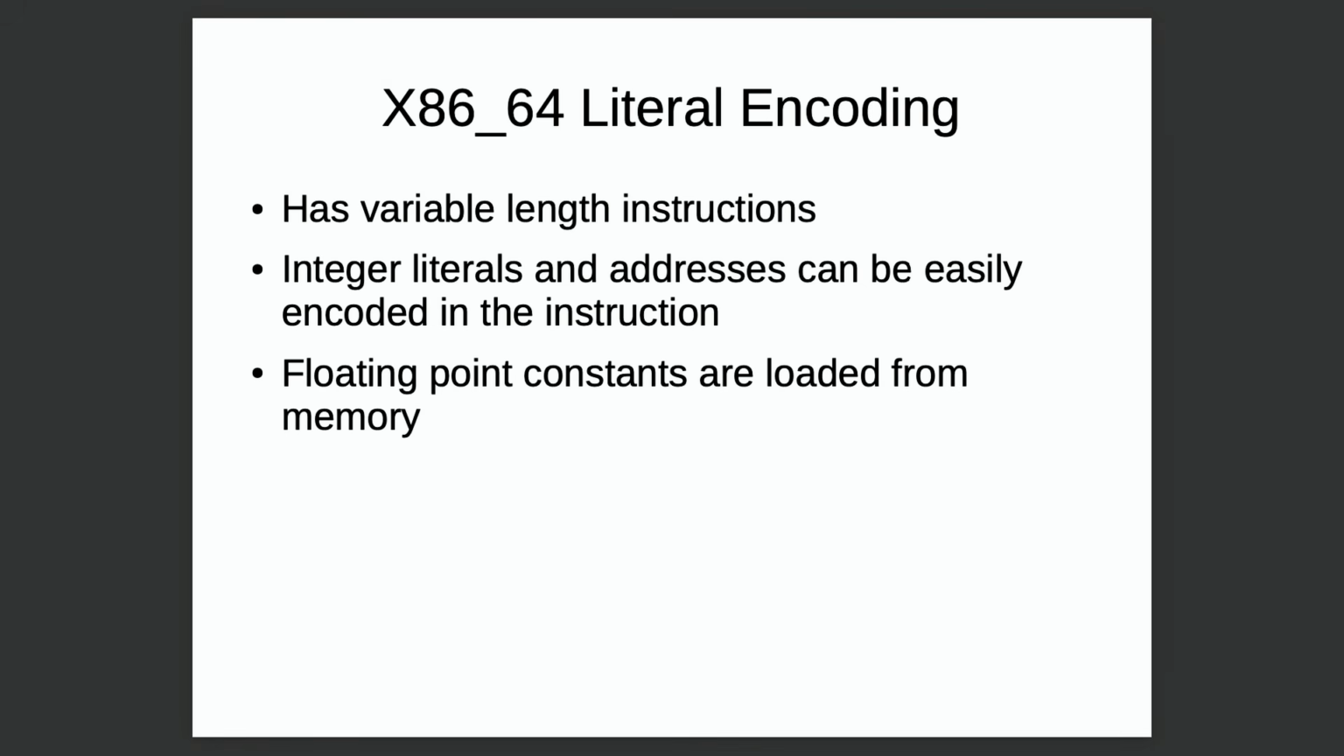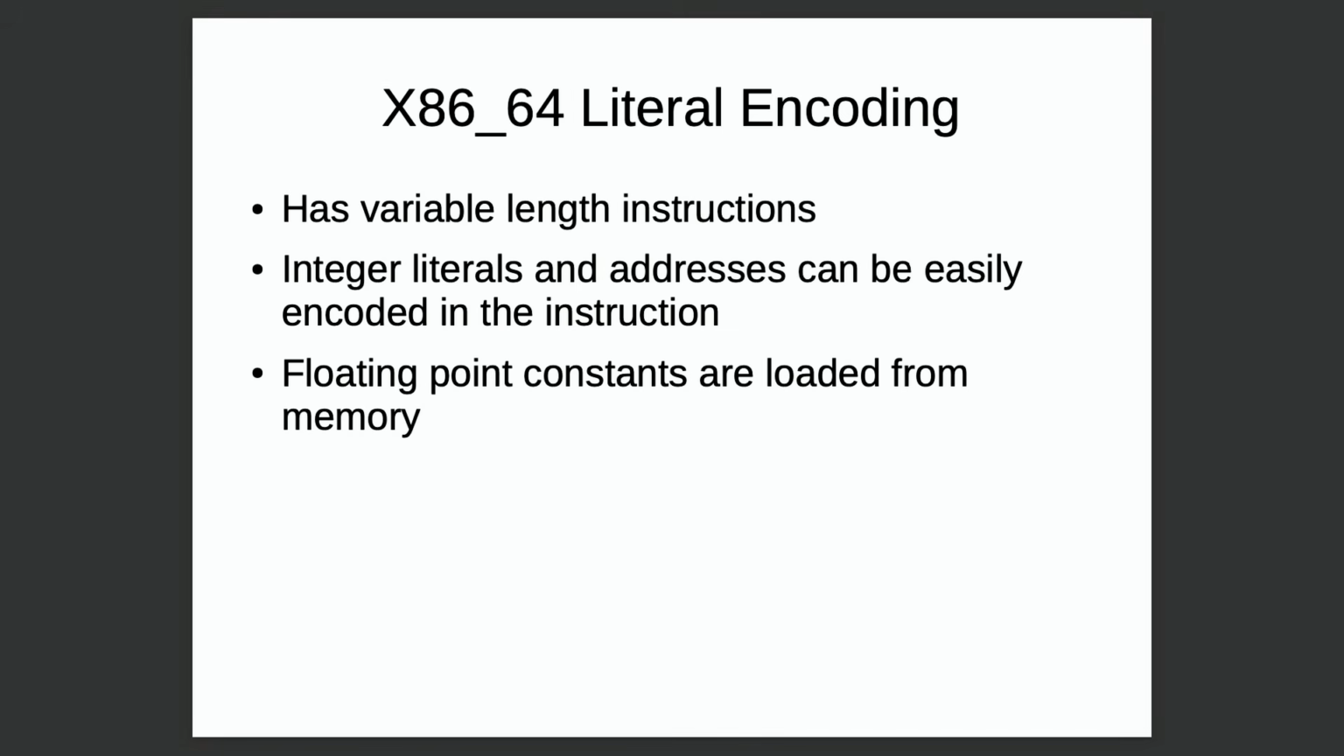Okay, now we're getting into some differences between the instruction sets that matter. The x86-64 literal encoding is done using variable length instructions. So x86-64, there are instructions to load an 8-bit value, a 16-bit value, a 32-bit value, and a 64-bit value. All have different encodings, and it's all done in line. Floating point constants are loaded from memory because there are no floating point instructions that have embedded floating point values. Literals and addresses can be easily coded into the instruction.